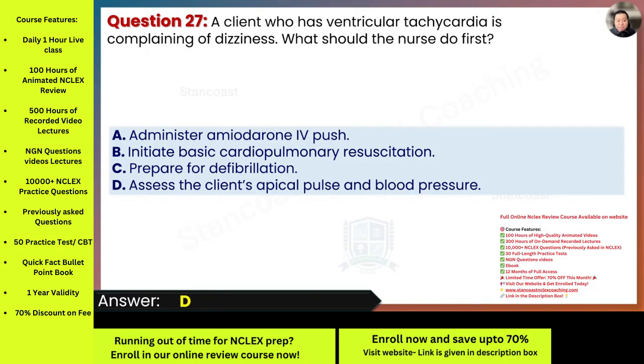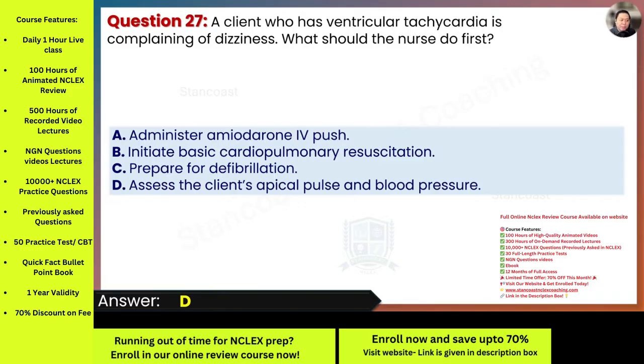Initiating CPR is a life-saving measure, but this is only appropriate if the client is unresponsive and pulseless. And this client is conscious, right? Because they're complaining. They're actually reporting that they have dizziness, which means they still have a pulse. And starting CPR on a conscious patient would be unnecessary and could even be harmful. And so the assessment of the heart rate and the blood pressure can allow you to confirm if the client is pulseless or if another intervention is applicable.